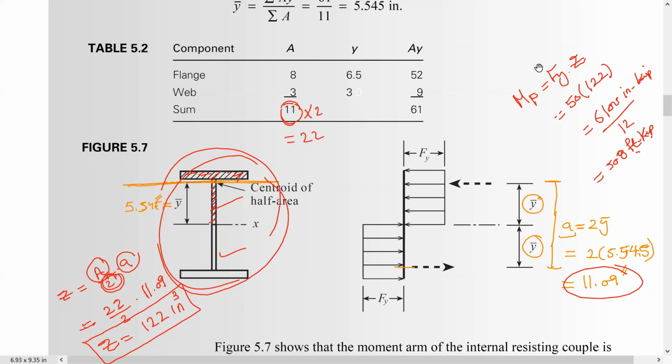Okay, guys, there is example 5.2, page 196. It's the same idea. So please do it by yourself and let me know if you have any questions.